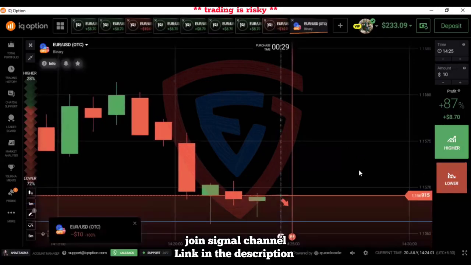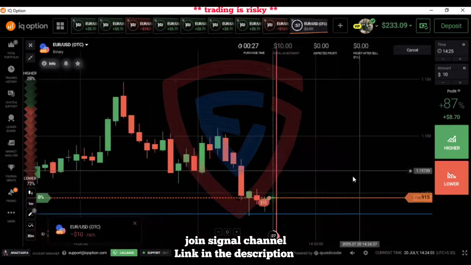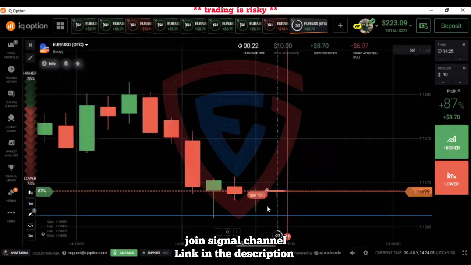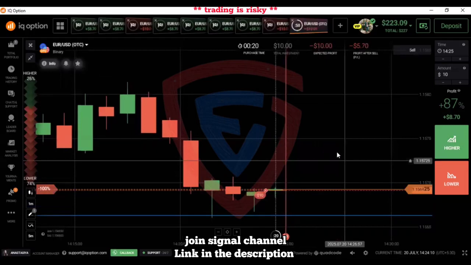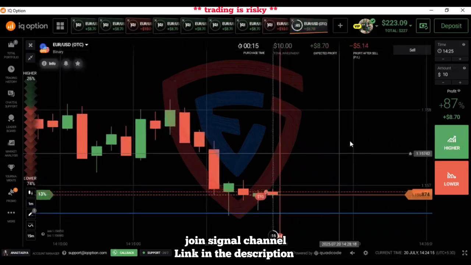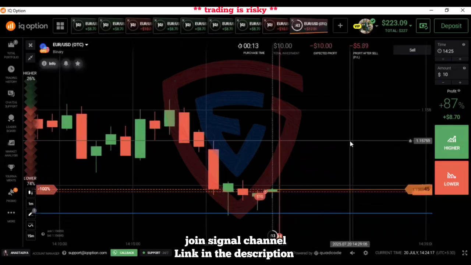I'm going to place a lower option trade again. So I placed a lower option trade because still there is a gap to this level. It rejected, but again it made a green candlestick only. So we can expect sellers again here. That's why I placed a lower option trade.